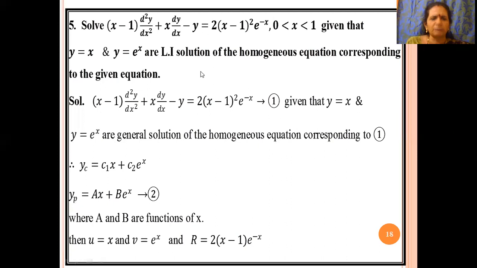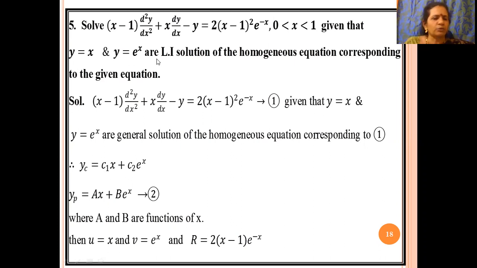Now coming to the 5th problem, this is a different one when compared to the other 4 problems. Solve (x minus 1) d square y by dx square plus x dy by dx minus y is this one. Now the condition given is x is in between 0 and 1, strictly less than 1, not boundary points. And it is given that the complementary functions are y is equal to x and y is equal to e power x. So u is equal to x and v is equal to e power x are given, linearly independent solutions of the homogeneous equation corresponding to the given equation.